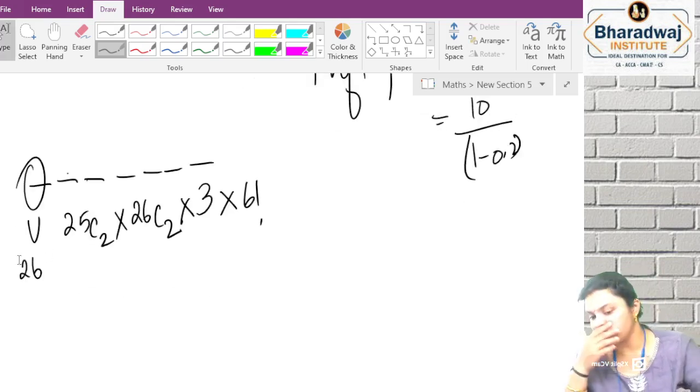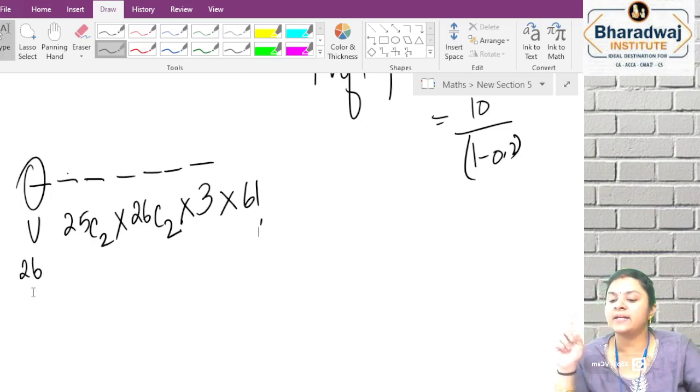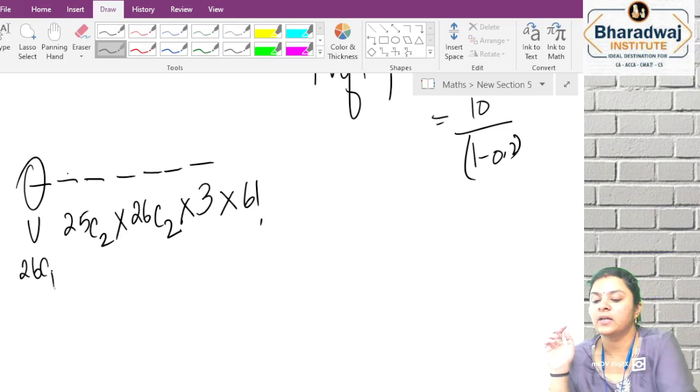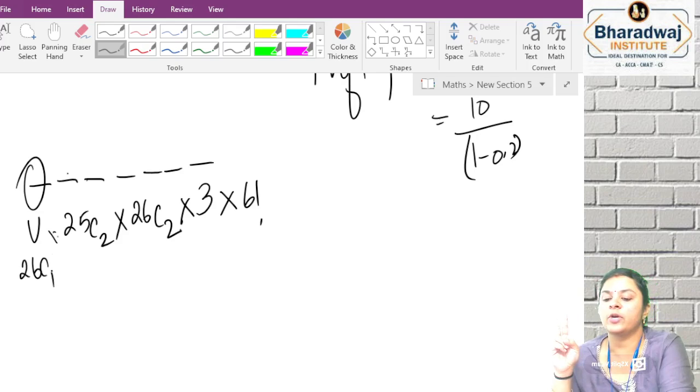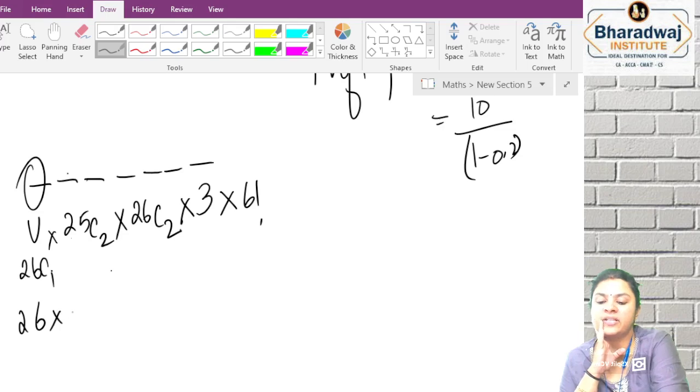Okay. So for the first uppercase letter, 26C1, one letter out of 26. Balance 2 uppercase letters I need, so into 25C2. So 26 into 25C2 is 24 into 25 divided by 2.